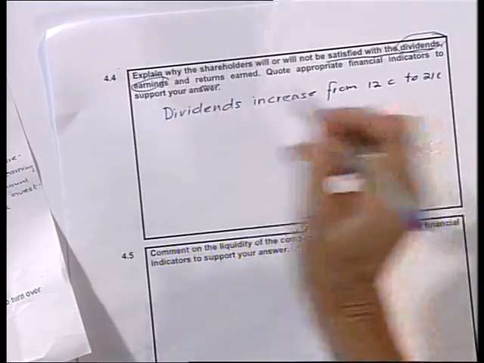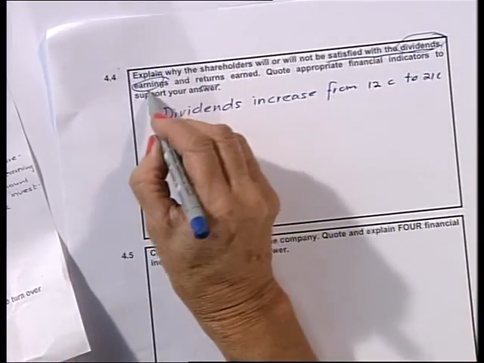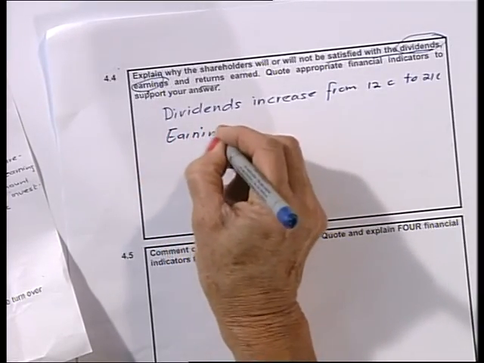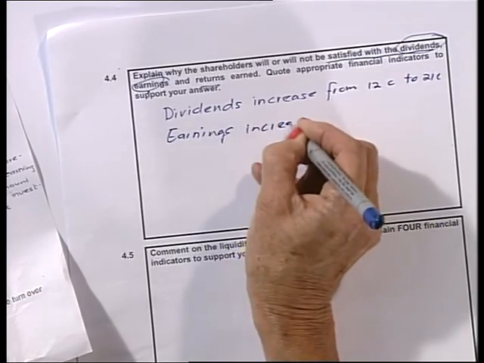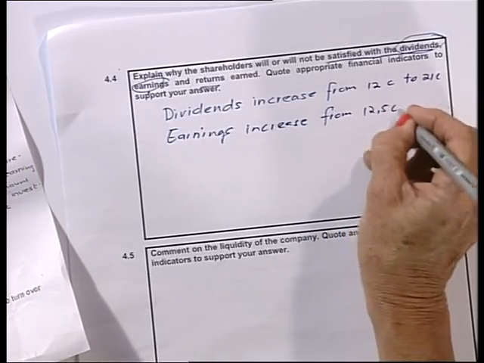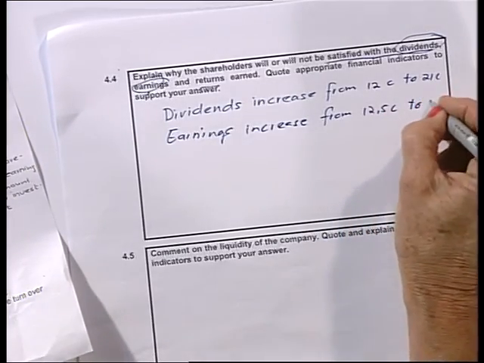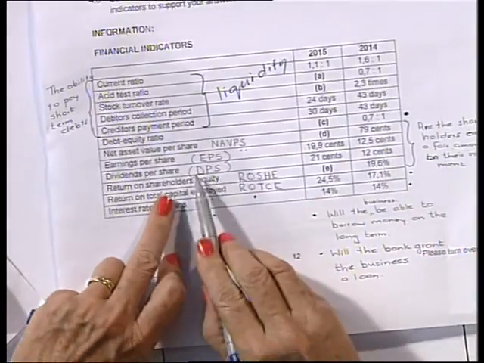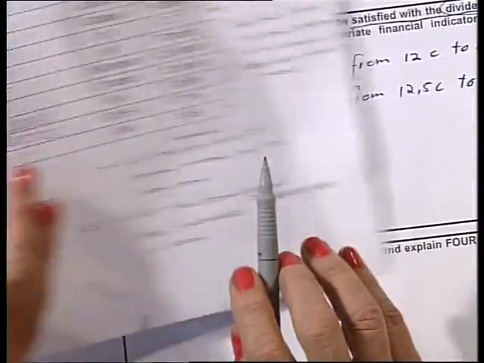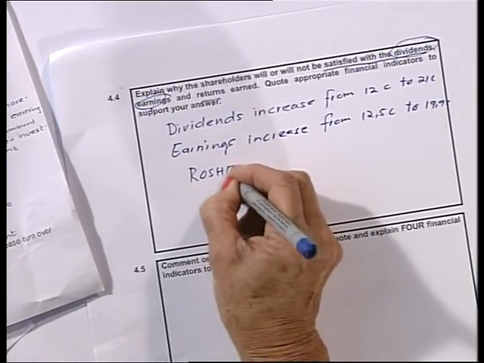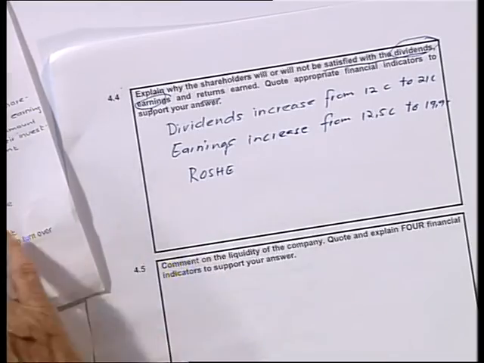Then it is going to be, are the shareholders satisfied with the earnings? You're going to say the earnings increase from 12.5 cents to 19.9 cents. And the next thing, on the return, you look at the return on shareholders' equity, and you can use the abbreviation there. We still need to do that ratio, but it also was an increase. We haven't got enough time to do it now.